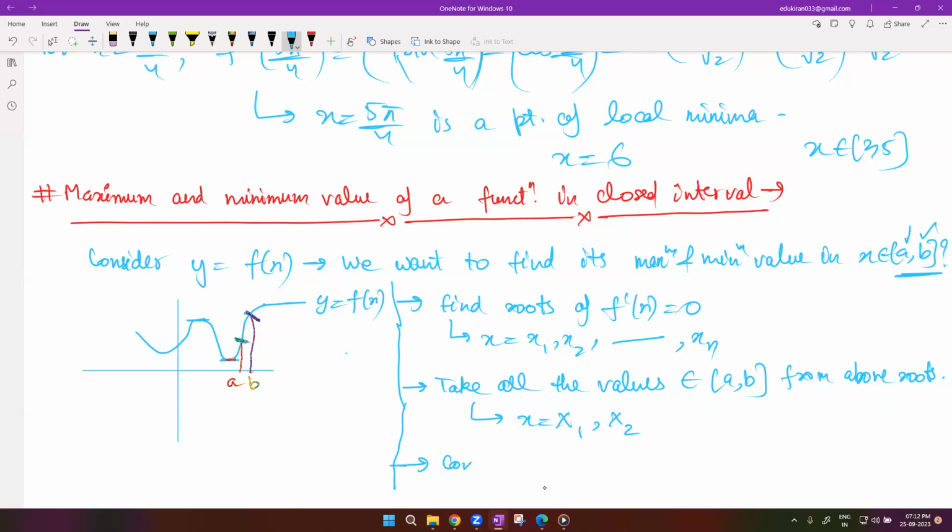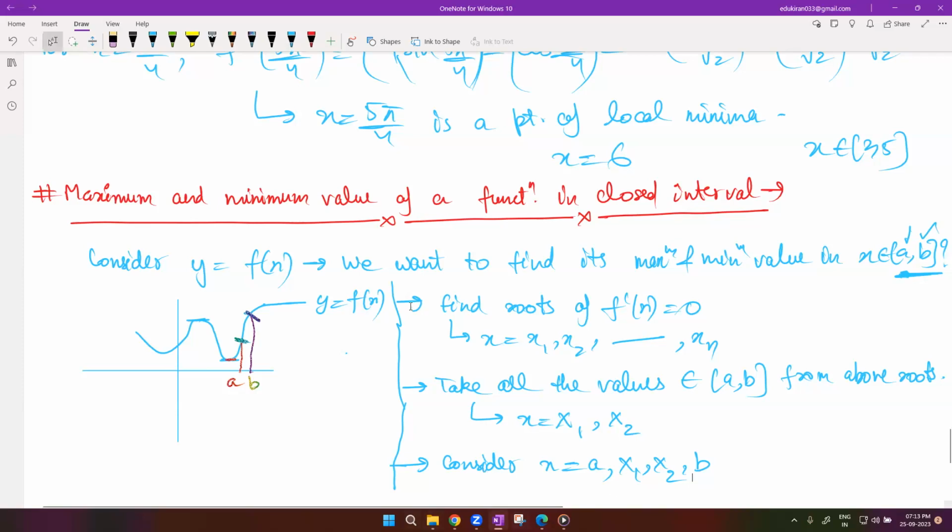So now we will consider all these roots which satisfy the second step, and along with them we will also consider these end points of the interval, that is x equals a and x equals b. So now we will consider all these points: a, capital X1, capital X2 and b. There are 4 points to consider now.